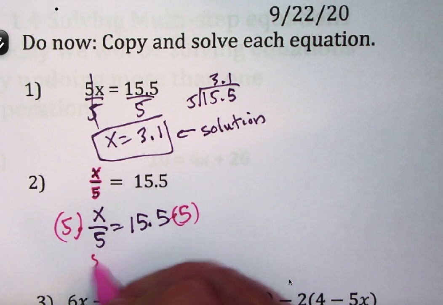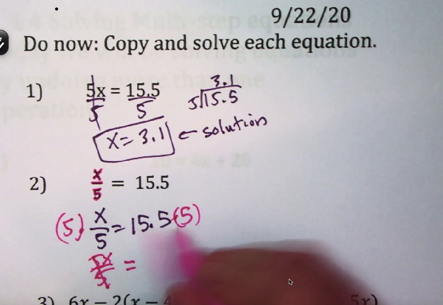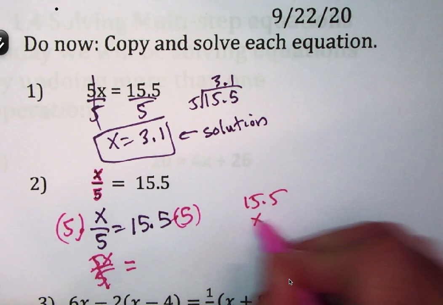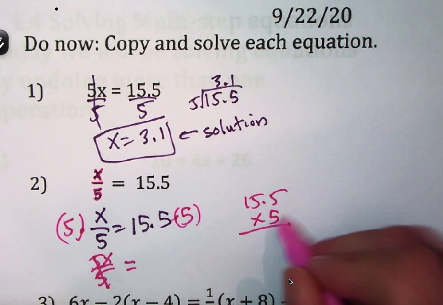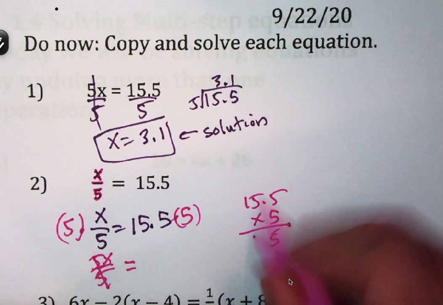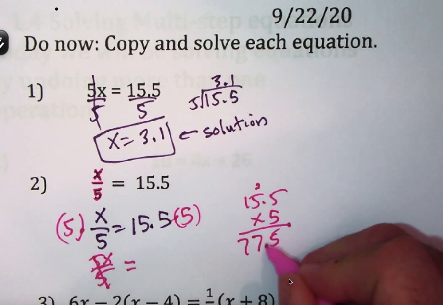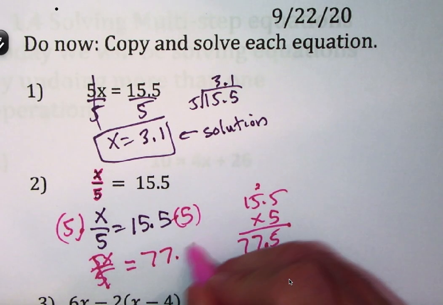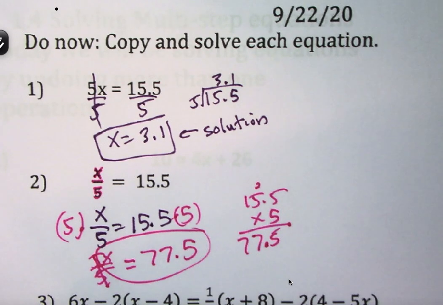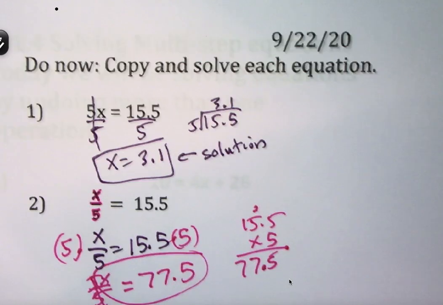So 5 times x is 5x. 5 times 1 is 5. Those cancel. And then 15.5 times 5. 5 times 5, that's 25, 27.5... we got 77.5. Awesome. Great. Any questions about adding, multiplying or dividing both sides to solve for x?